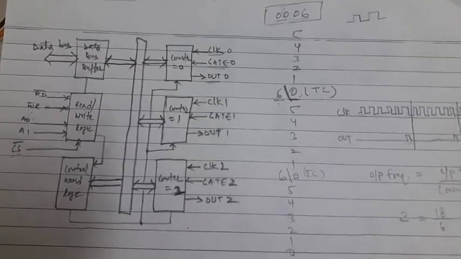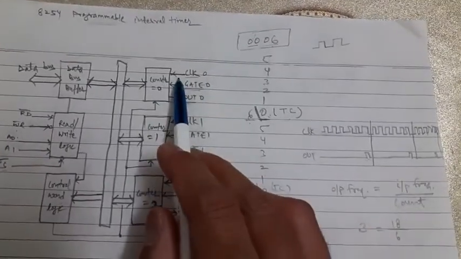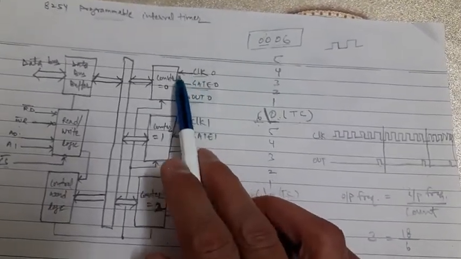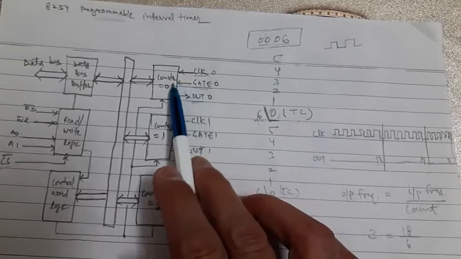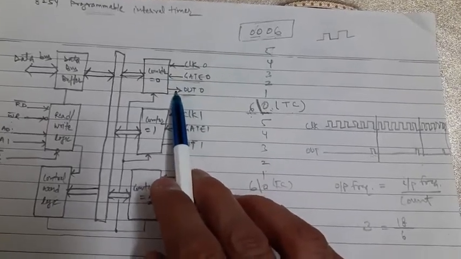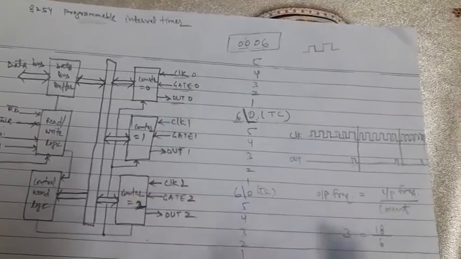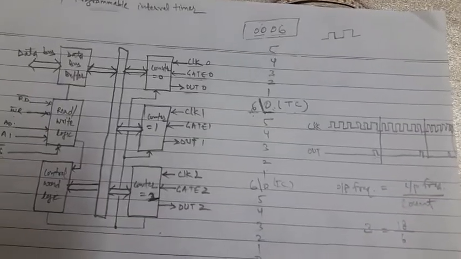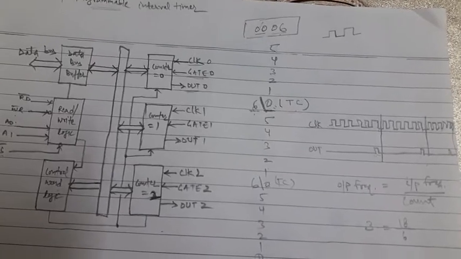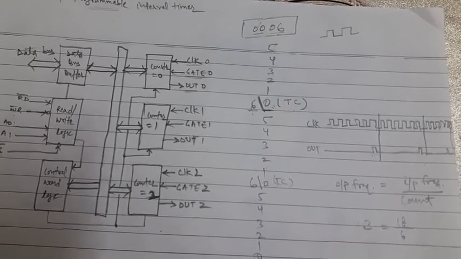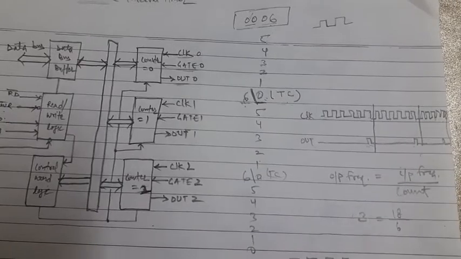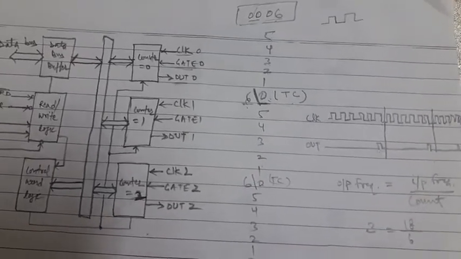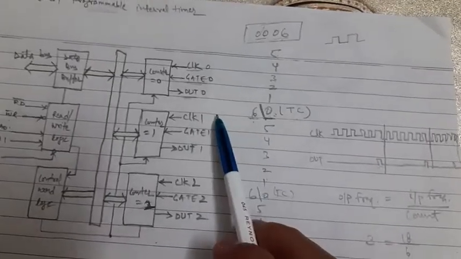Now see here, there are 3 signals in the counter. The directions are: clock is inside the counter, gate is inside the counter, and out is outside the counter. It is coming outside from the counter. So clock triggers the counter, gate enables the counter, and out gives the output telling that counting is over or counting is finished. Each counter has its own clock, gate, and out pin.